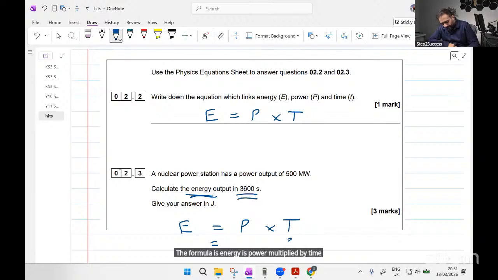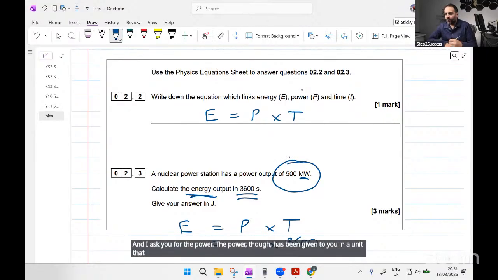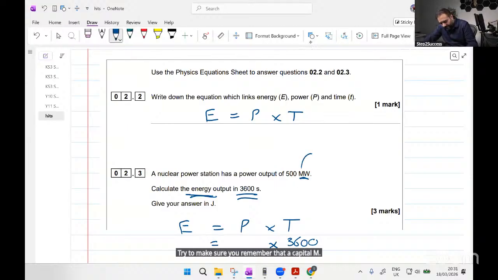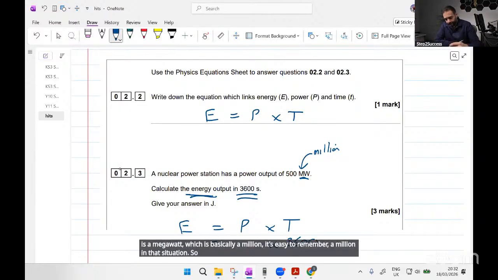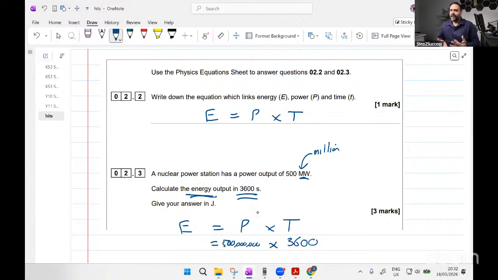The formula is energy is power multiplied by time. The time is 3,600 seconds. And I ask you for the power. The power, though, has been given to you in a unit that is megawatts, capital M. Try to make sure you remember that a capital M is a megawatt, which is basically a million. It's easy to remember a million in that situation. So we actually have 500 million watts here. That's how you could get this wrong, because you don't convert it correctly in this kind of question.